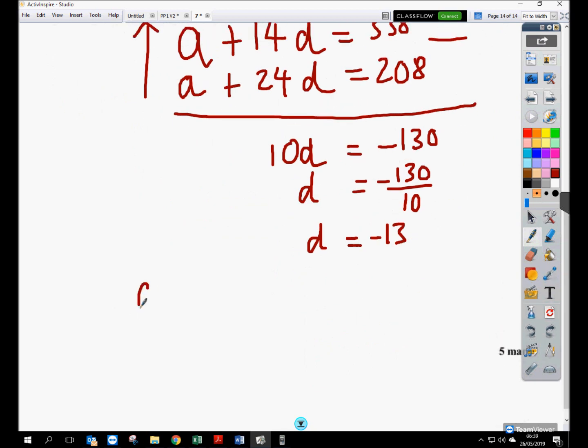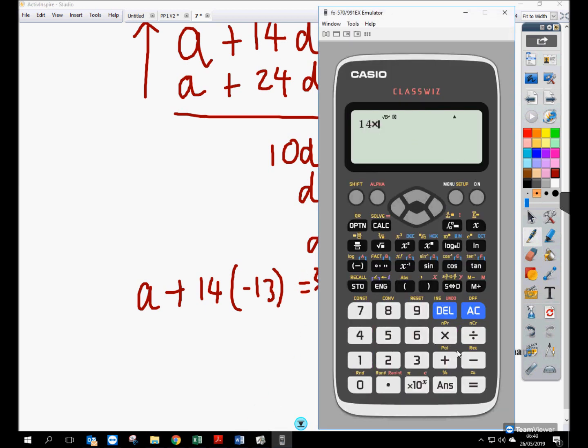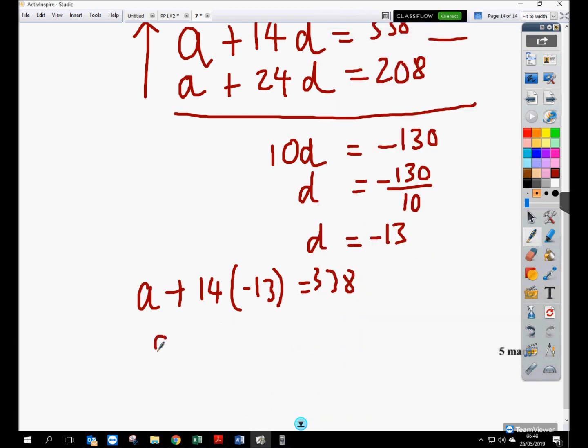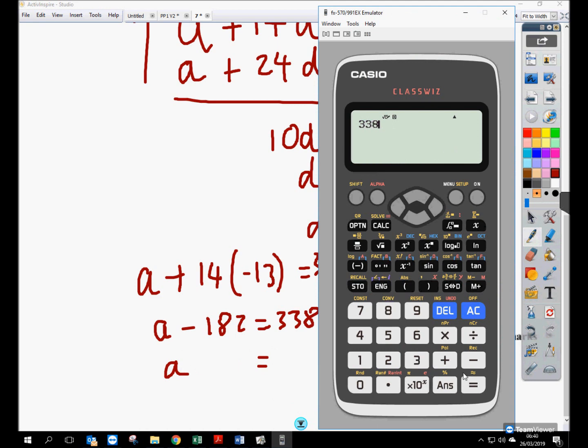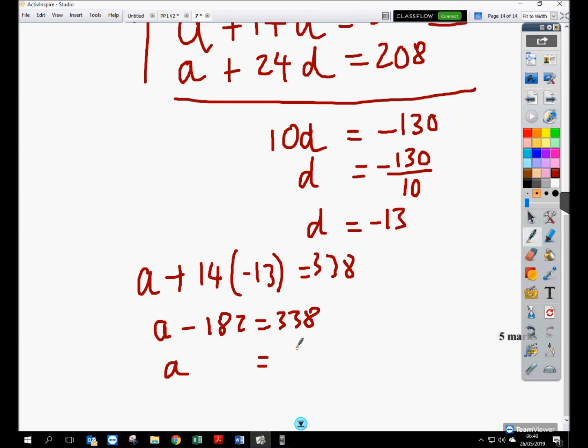And we can substitute to work out a. So we've got a plus 14 times negative 13 is equal to 338. 14 times negative 13 is negative 182. a minus 182 equals 338. And that means a is equal to 338 plus 182, 520.